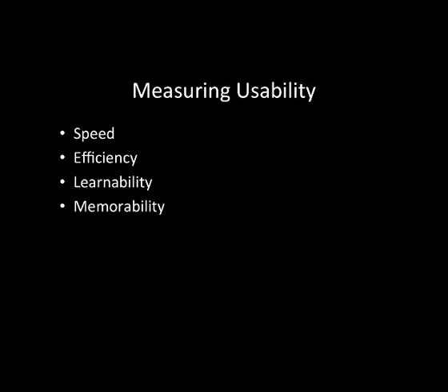When we're measuring usability, there are 5 main factors we consider: speed, efficiency, learnability, memorability, and user preference. It's possible to have good usability on some of these factors, but not all of them. Occasionally there's a trade-off, but what we want to do is be able to look at all 5 and make the system as usable among as many of these features as possible.